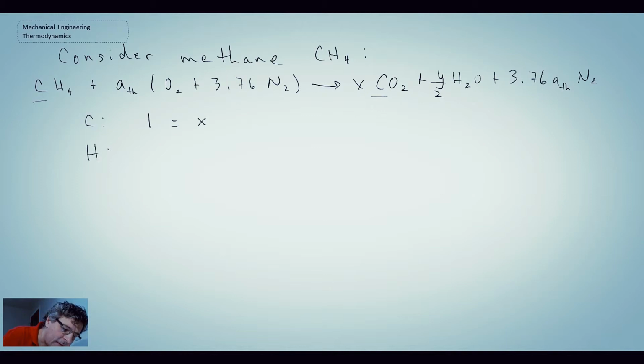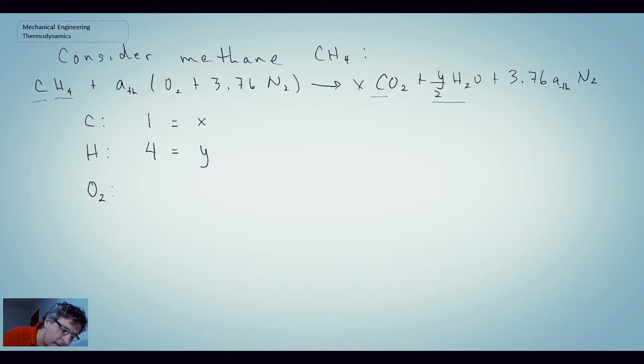Next thing we have is hydrogen. So let's do the same thing. I'll use blue now. Now we have 4 hydrogen there. And then on the right, we had Y over 2 for diatomic hydrogen, and that's it. So for hydrogen, what we can write is 4 on the left, and then Y over 2 times 2 just comes out to be Y.